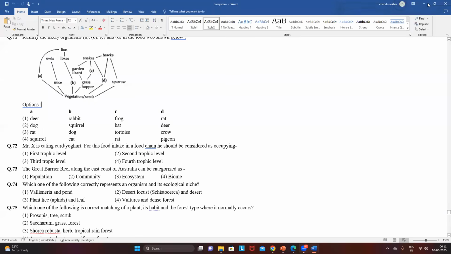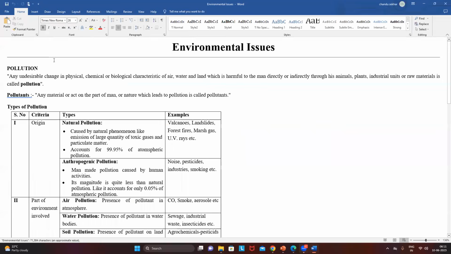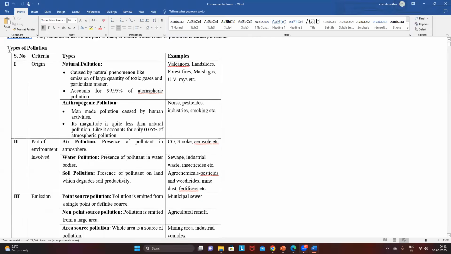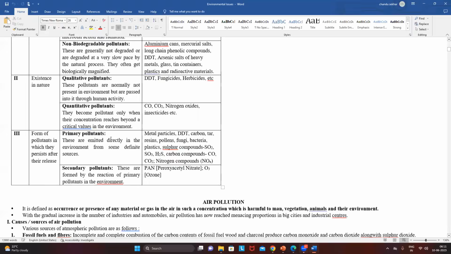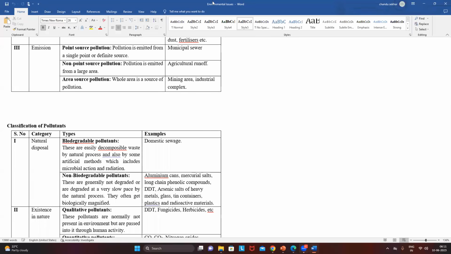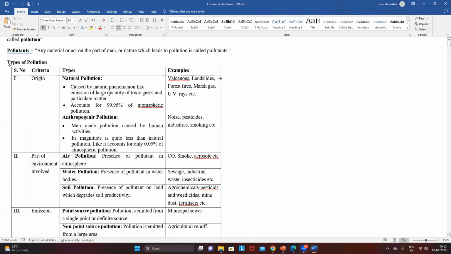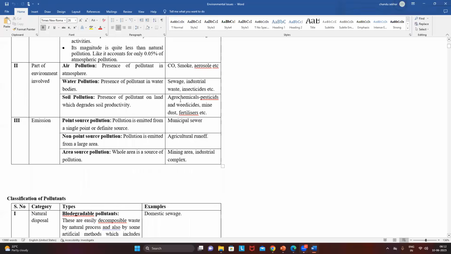Then what is the next subunit of ecology? See, imagine how big it is. Environmental issues. 90% of the cases, 90%. What pollution do I want you to focus on? I want you to focus on air pollution and water pollution. These two are more important. And trust me, 99% you are going to get the questions from gases.